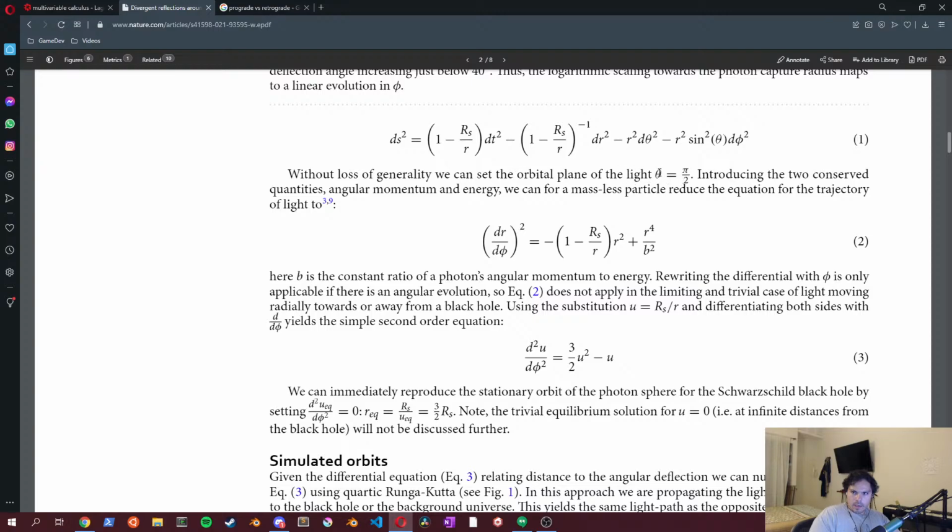So they're just saying we're going to reduce this problem by supposing that if something's orbiting, it's always going to be orbiting in a plane. Whatever that plane happens to be, we'll call that angle phi, and the angle theta is going to be pi over 2. That's just how we're going to define that angle.